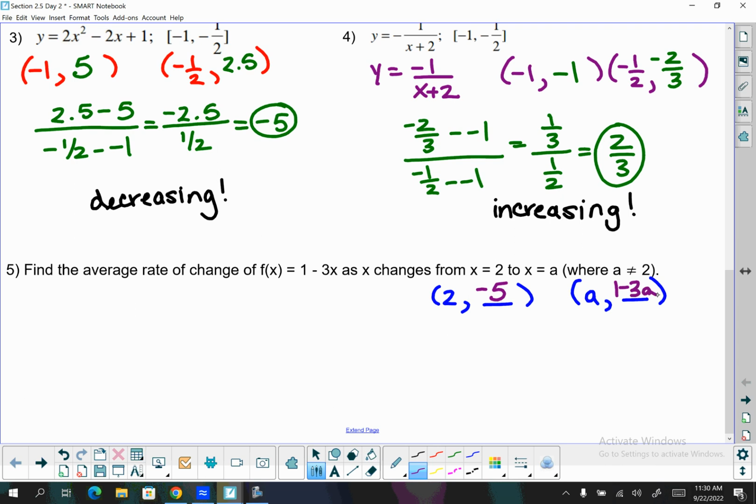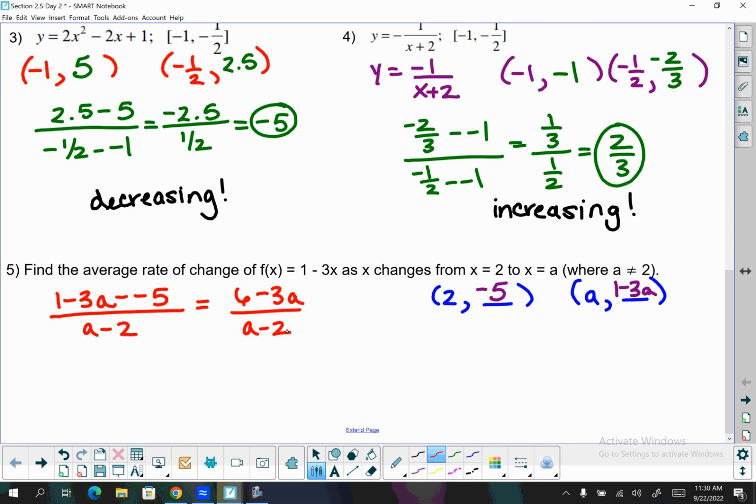Now we're going to use our slope formula. Okay, so y minus y over x minus x. 1 minus 3a minus -5 over a minus 2. Okay, so now I have 1 minus -5, that's just going to be 6, minus a negative is plus, minus 3a all over a minus 2.